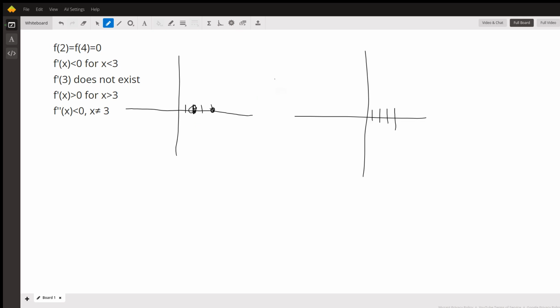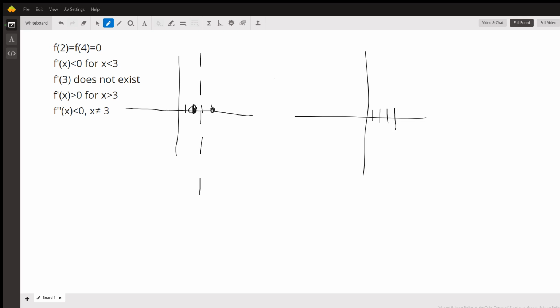f prime of x is less than 0 for x less than 3, so it's decreasing. The first derivative at 3 does not exist. One way for it to not exist is if there's an asymptote there. And then f prime of x is greater than 0, so it's increasing when x is greater than 3. It's decreasing when x is less than 3.